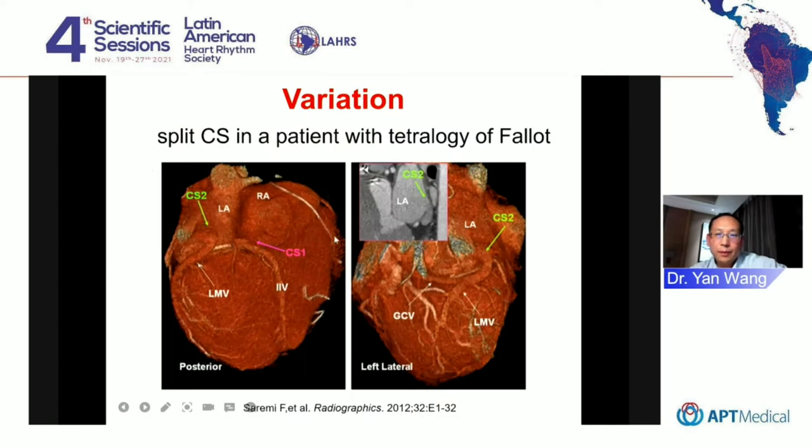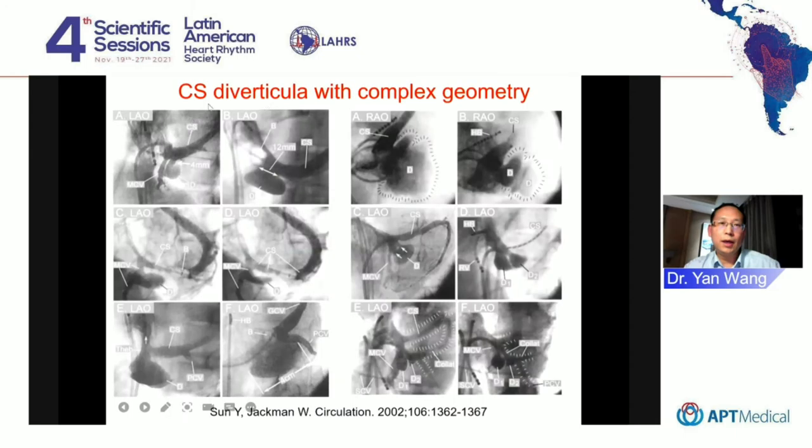Also, in some electrophysiology procedures, you can see there are variations of the coronary sinus. CS1 is to the left atrium, CS2 is from the left atrium. And even the diverticulum is very complex. You can see sometimes like this balloon, sometimes it has many branches and a big diverticulum.